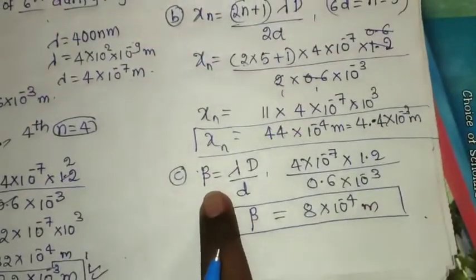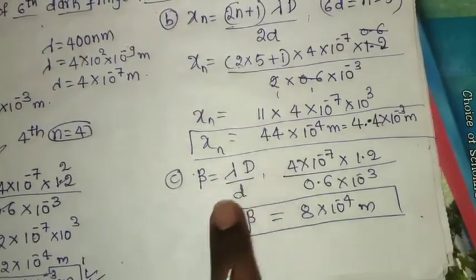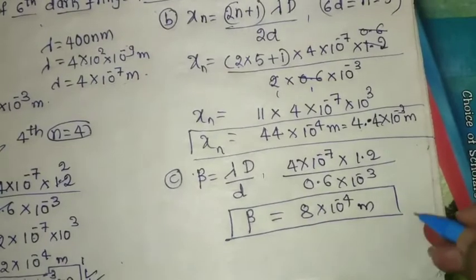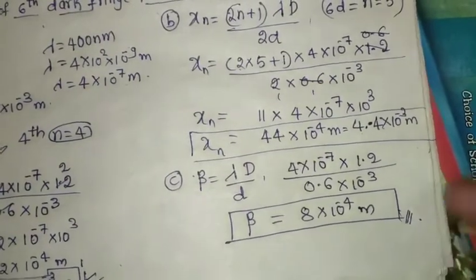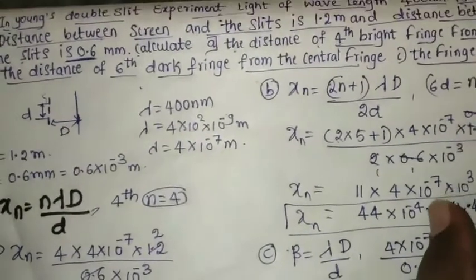And next they asked for beta, that is the fringe width, lambda D by small d. This is the solution of this problem. Note this problem, and this is a very, very important one.